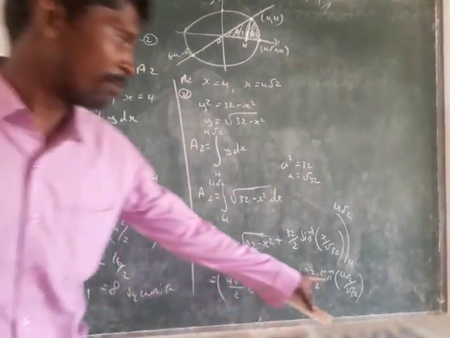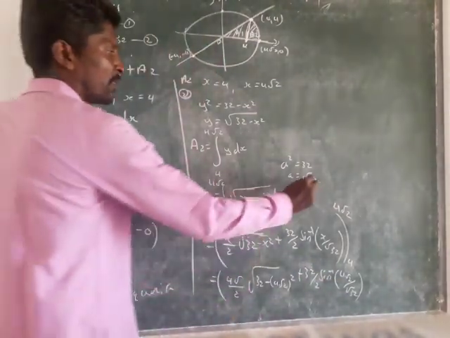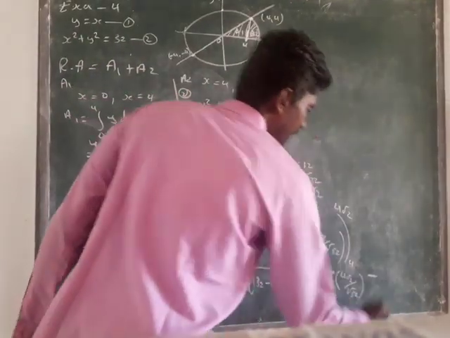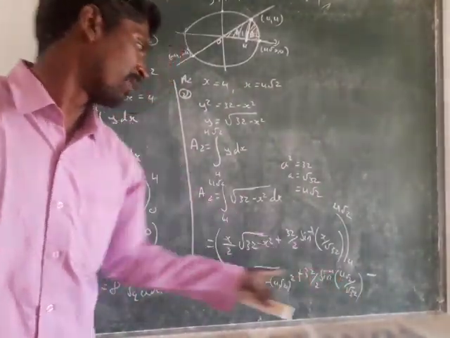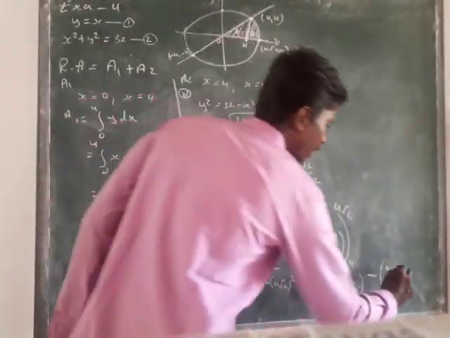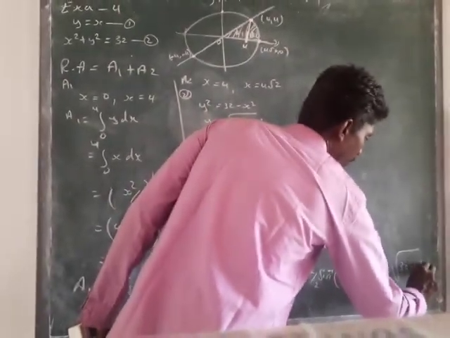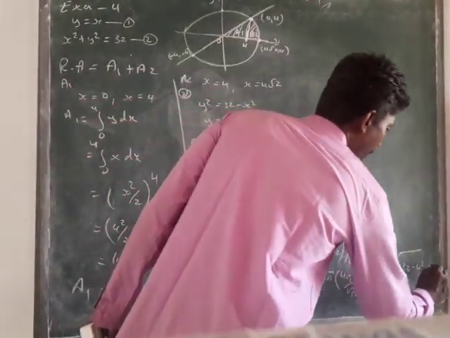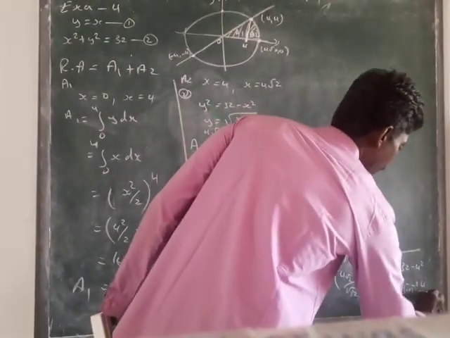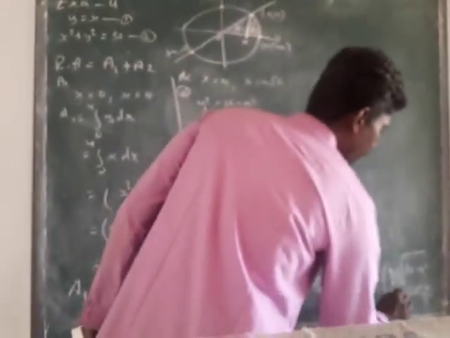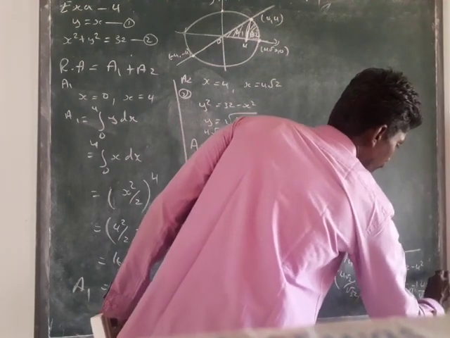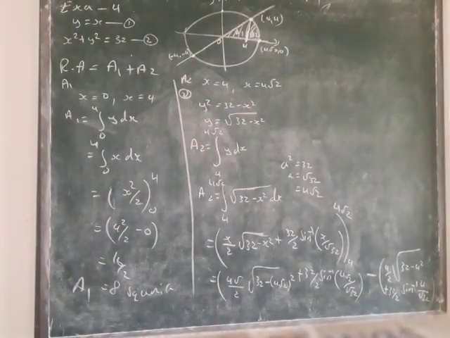Both are the same only: 4 root 2 and root 32 are equal, so root 32 can be written as 4 root 2. Then minus the lower limit value. Substitute the lower limit value 4: 4 by 2 times the square root of 32 minus 4 squared, plus 32 by 2 times sine inverse of 4 by root 32. This is the upper limit and lower limit we have substituted.